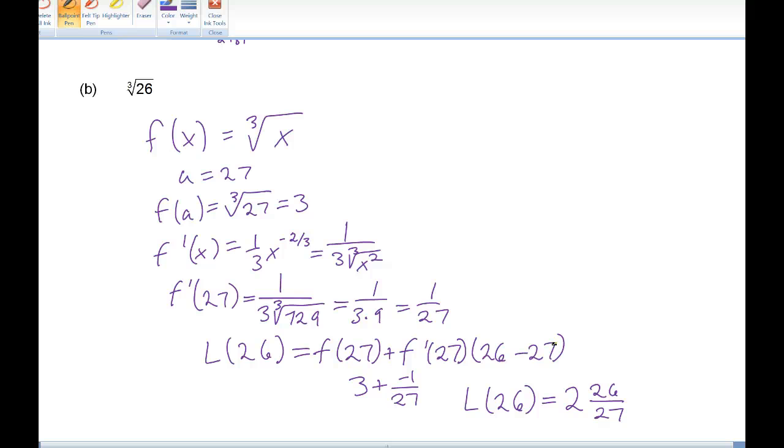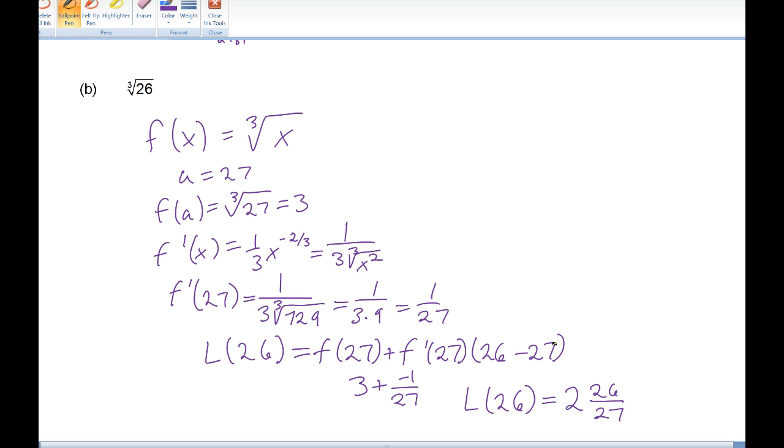Remember, if you're trying to approximate a cube root, fourth root, square root, or it could be anything. It could be 1 over x or 1 over something. You want to first make that your function. So f of x is equal to the cube root of x. And then establish a value of a that we could easily evaluate, so that we can figure out the derivative. We could figure out f of a, which is 3.